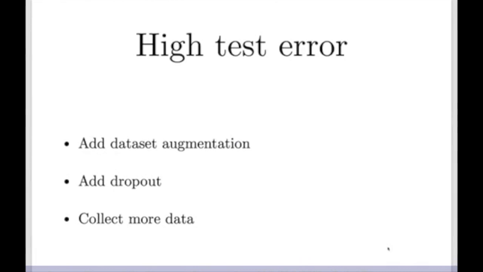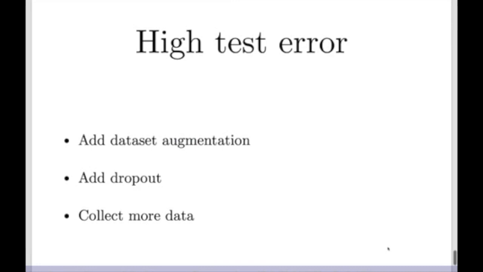Okay, so that's what you do if you have high training set error. What if you have high test set error? One thing you can do is you can do data set augmentation, where you make multiple copies of your training examples transformed in different ways. That's a relatively cheap way of getting more data. You can also just pay to get more data. If you aren't using a regularization strategy like dropout already, then you can add dropout and hope that reduces your test set error.